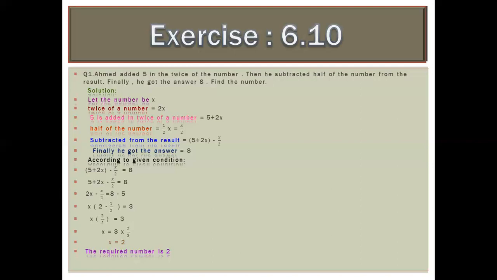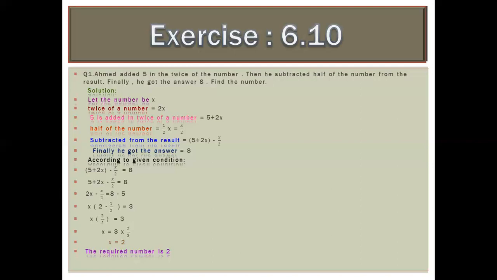When you subtract 2 minus 1 by 2, you can directly subtract with your calculator. Okay, when you subtract 2 minus 1 by 2, it is 3 by 2. I think that I said this is 1 by 2, but when you subtract this, you will get 3 by 2. So 3 by 2 into x is equal to 3.